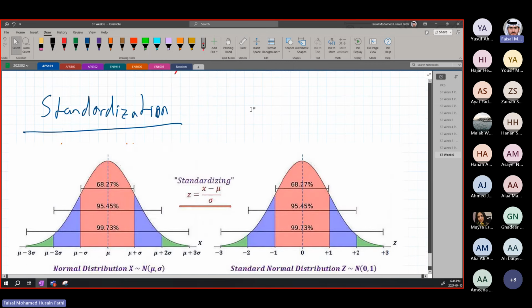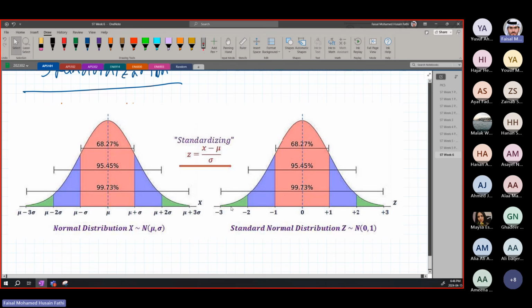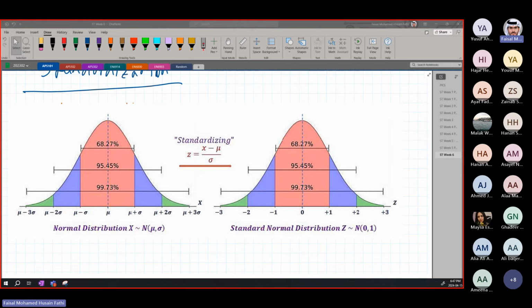When you are standardizing, you are basically using a formula so that, if you notice on the right side, this is a standard normal distribution. It has the exact same shape as the left side. However, our axis is no longer an x-axis. We call it the z-axis, where z is your standardized... there was a name for it that I cannot remember. Yes, it's the standard score. Z is basically your standard score.